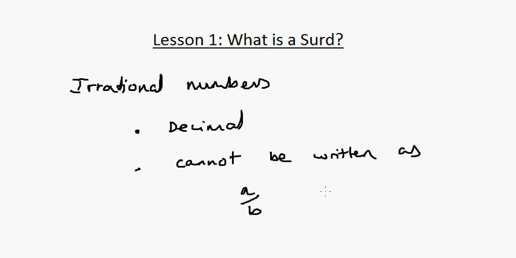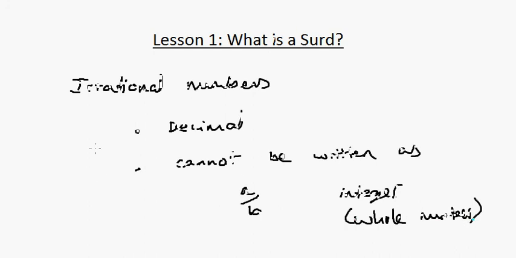And just a reminder, integer just means whole number. This is the whole idea of advancing from GCSE. We don't use the word whole number anymore, we use the word integer. Okay, so now we can actually work out what a surd is.